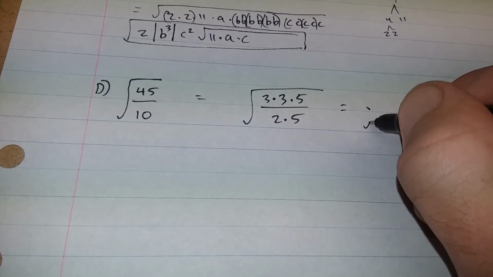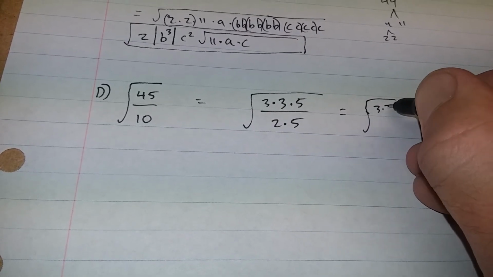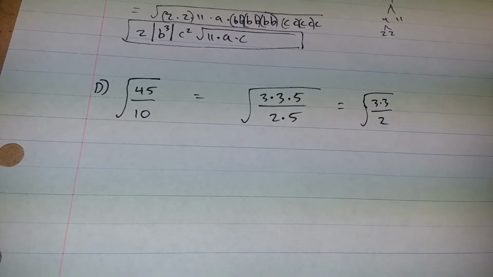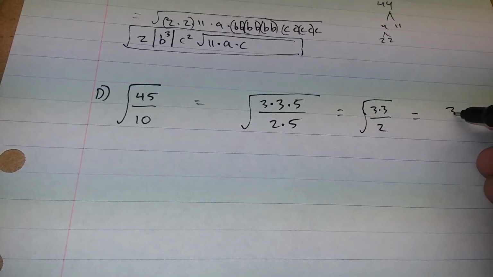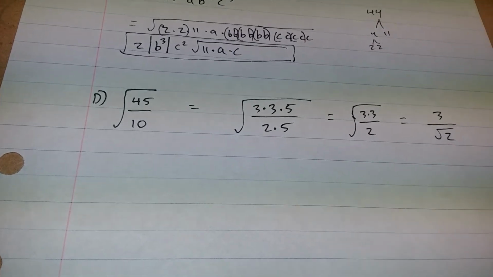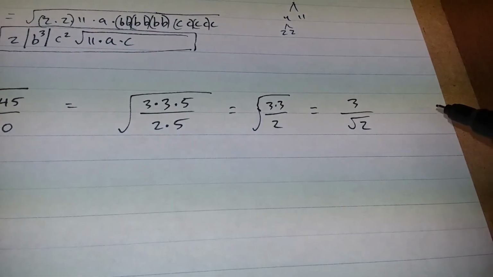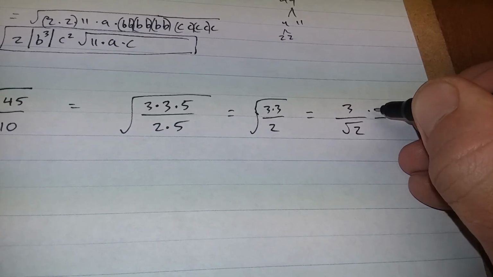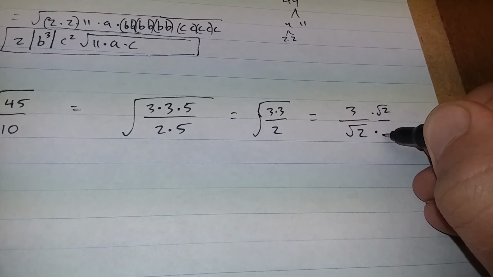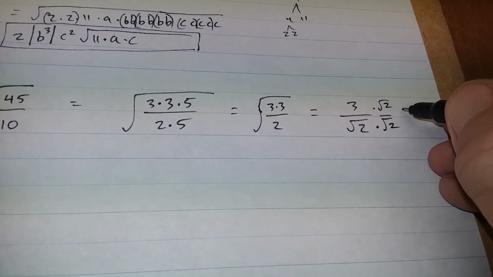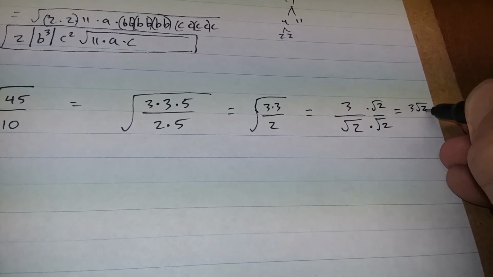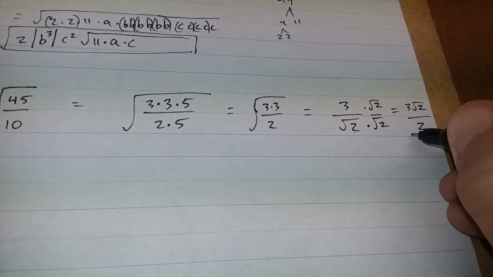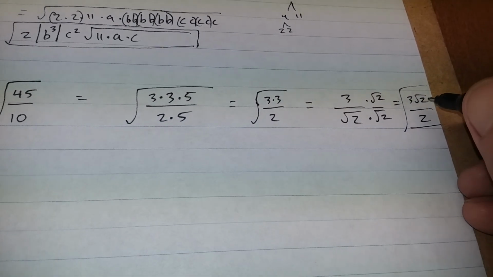So this is equal to the square root of 3 times 3 over 2. Well, the square root of 3 times 3 is 3, so this is equal to 3 over the square root of 2. This very last step is new. It's called rationalizing the denominator. We're going to times the top and the bottom by the square root of 2. Okay, you get 3 root 2 in the numerator, and the denominator, the square root of 2 times the square root of 2 is 2. So the answer to that one is 3 root 2 over 2.